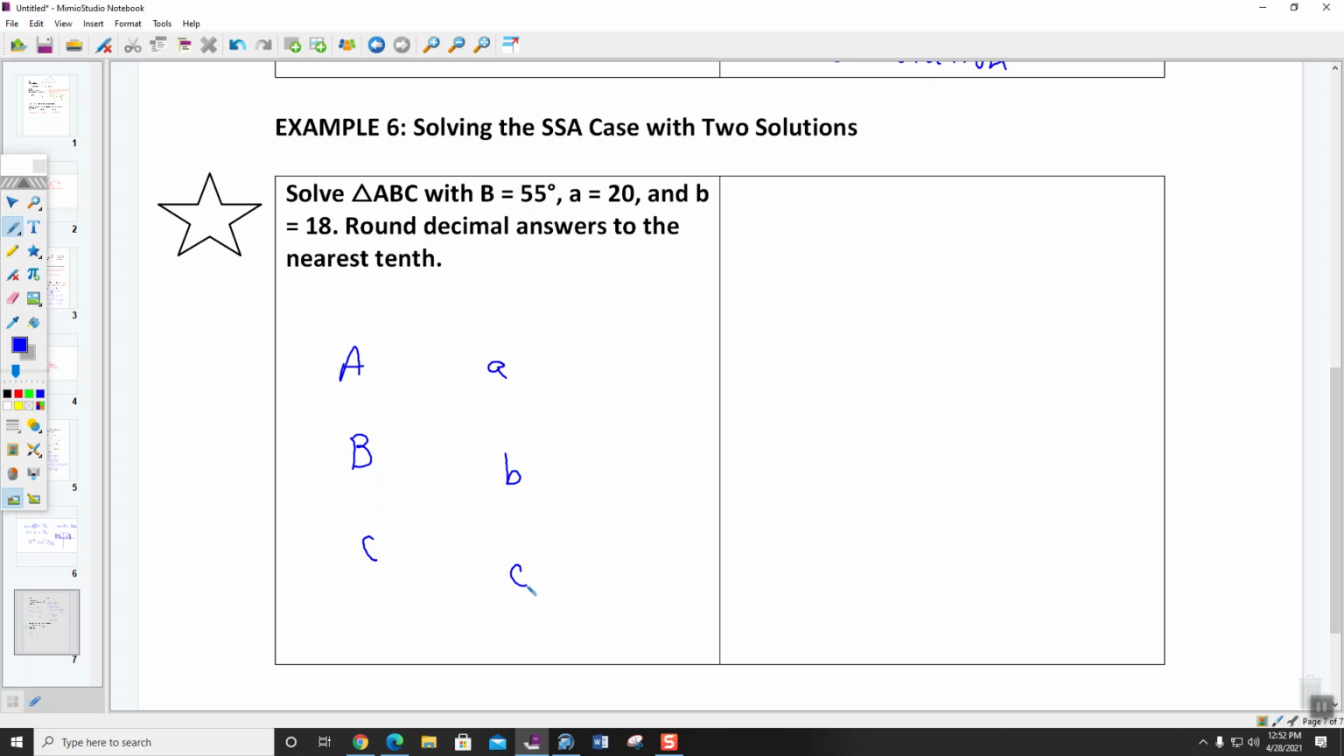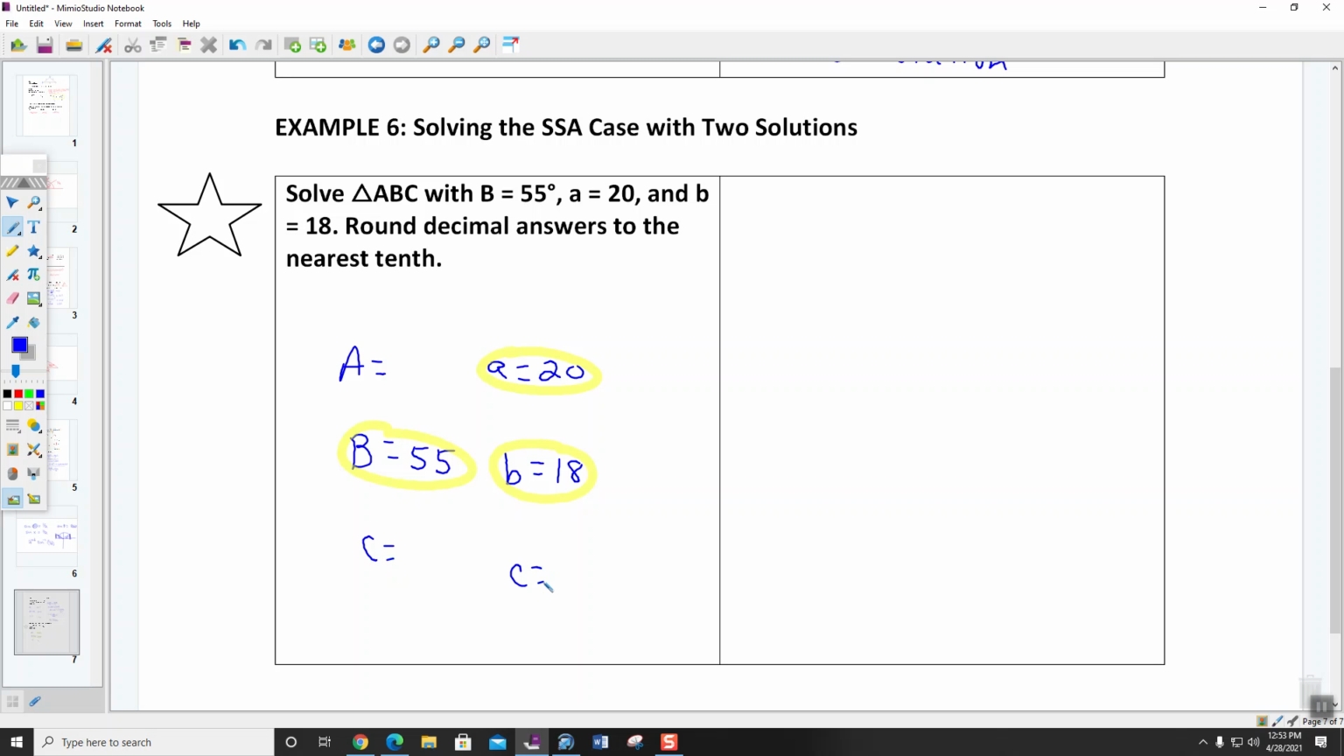What do we know, kids? B is 55. A is 20. Little a is 20. Little b is 18. Okay, I'm just going to circle these, kids, because these are not changing at all, are they? Okay, so the ones I've circled, not changing at all. First question I like to ask myself, do I have one angle or two angles? One. So can I find another angle right off the bat or not? No. Okay. But do I know a pair of sides now? Yes. Let's work with B.